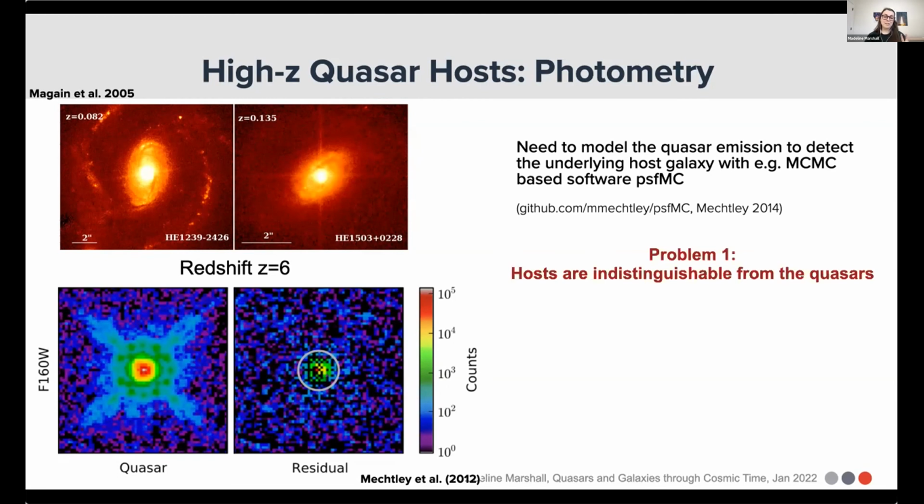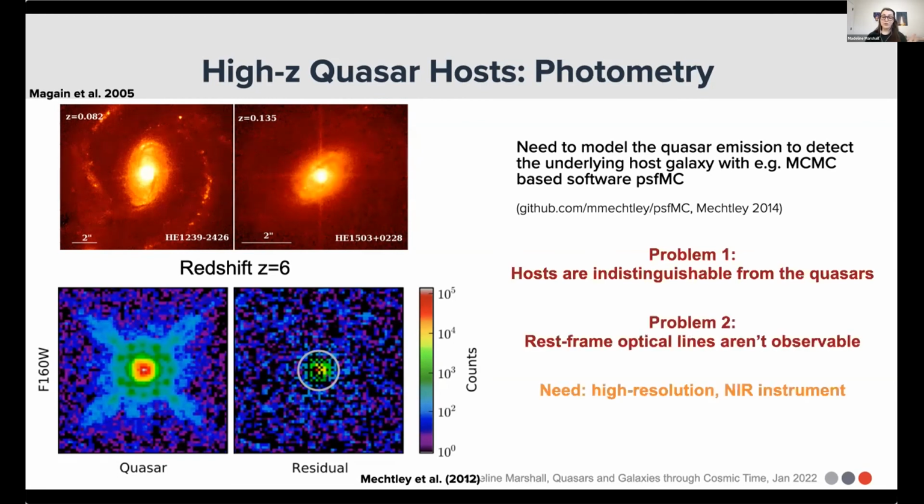The second problem is if we're looking for the rest frame optical lines, unfortunately, they're shifted into the infrared, which we can't currently detect. And so the key to both of these problems is, first, we want a high resolution instrument. Secondly, we want something that can give us infrared spectra. And that's exactly what James Webb is about to do.